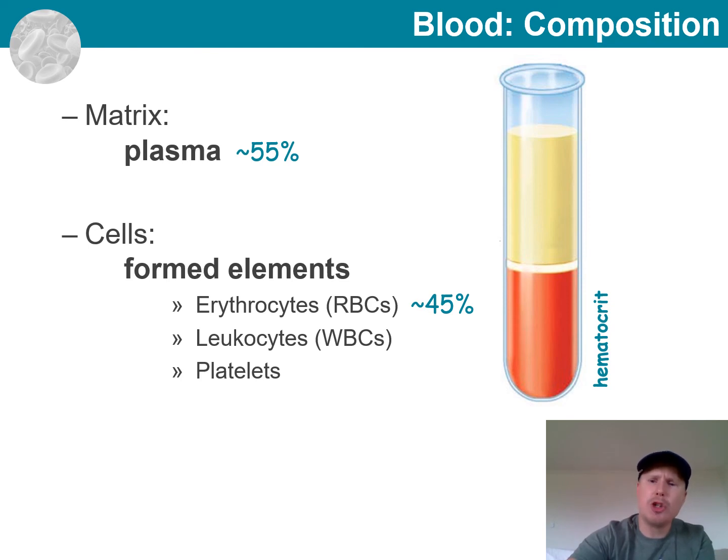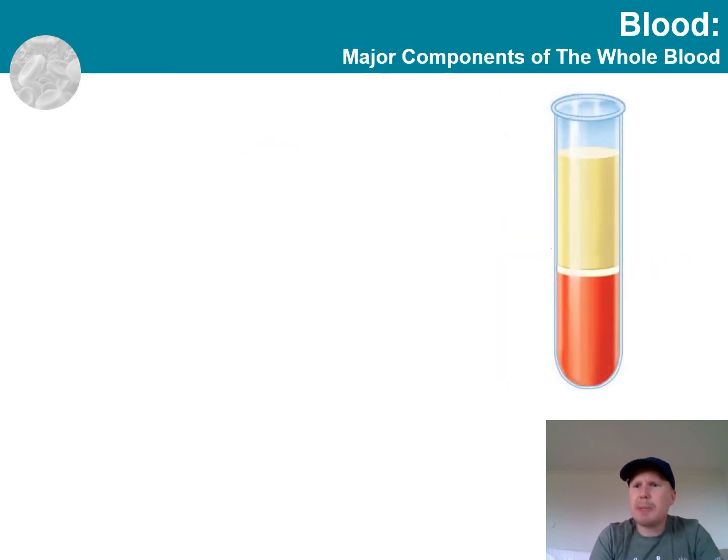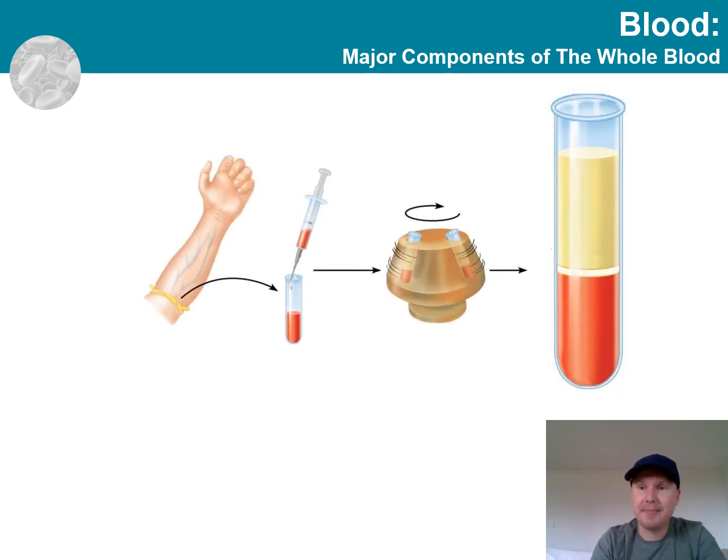I also want to mention a term, buffy coat, which is this white thin layer that separates red blood cells and plasma layers. It is made of white blood cells and platelets, and these were together less than 1% of the total blood volume. So next, I want to mention just briefly how we separate blood into these layers. Well, you might have guessed, the method used for this is, of course, spinning the sample in the centrifuge.